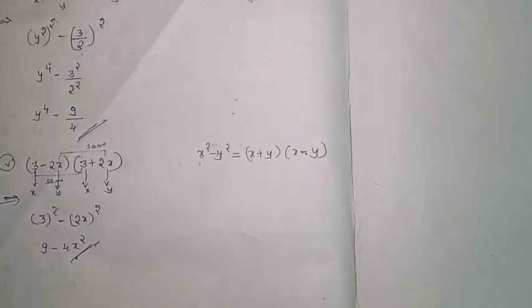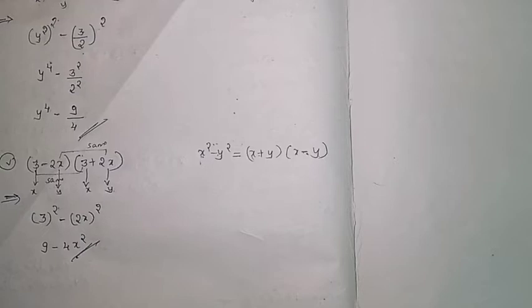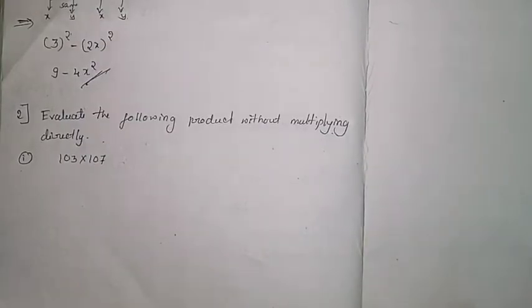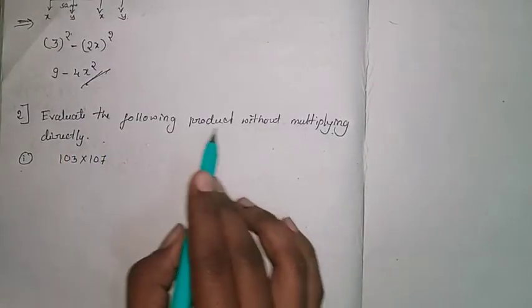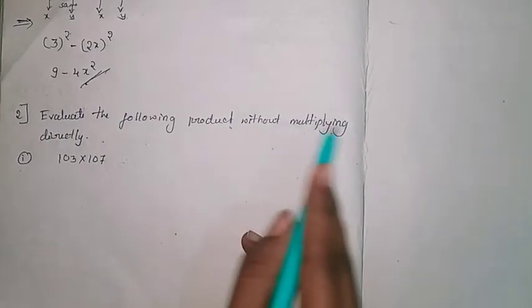So this is about your first problem of exercise 4.5. Let's move towards the second one. Now you can observe the second question: evaluate the following product without multiplying directly.